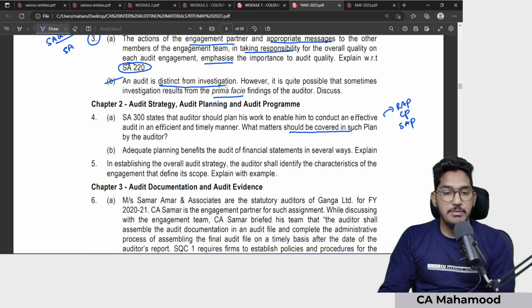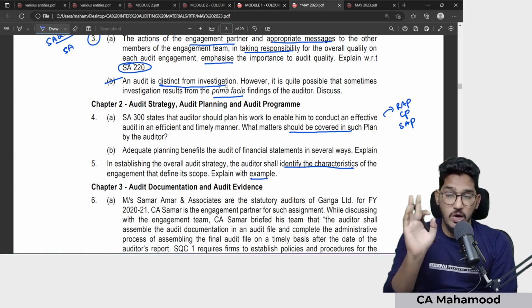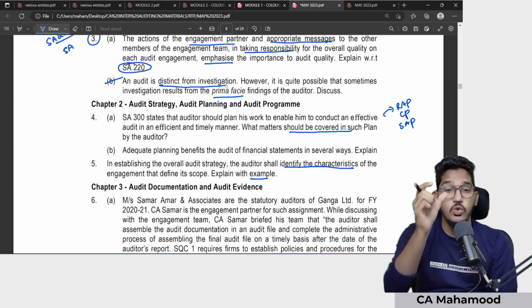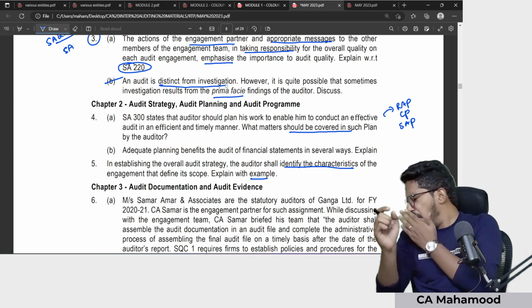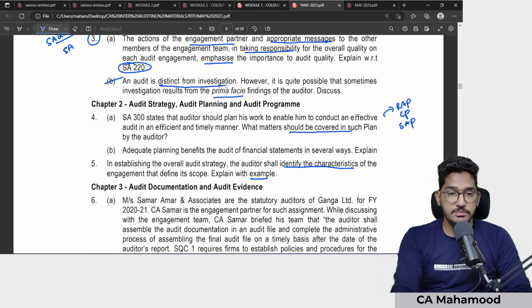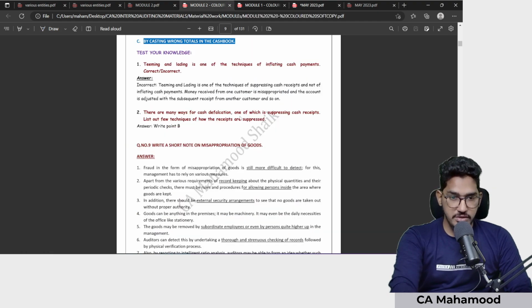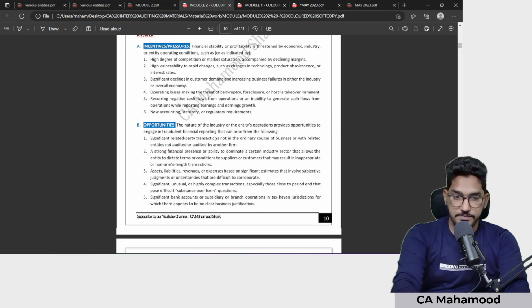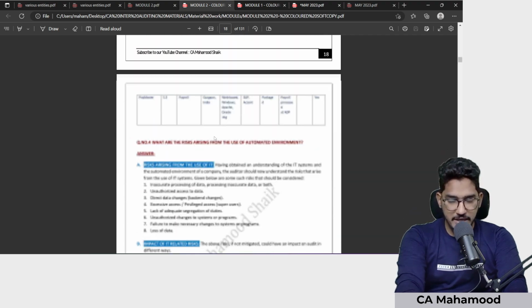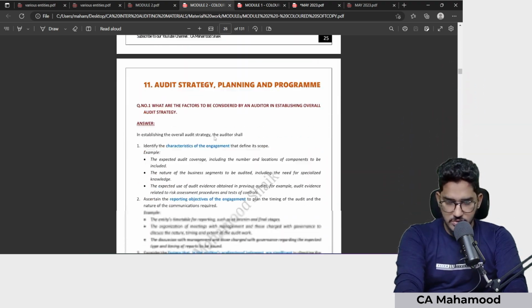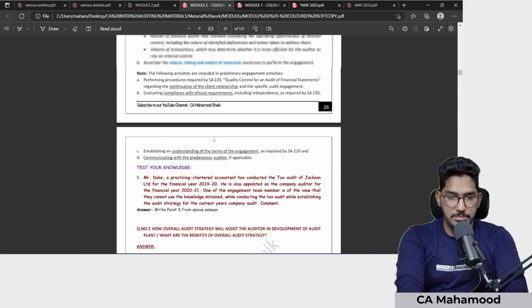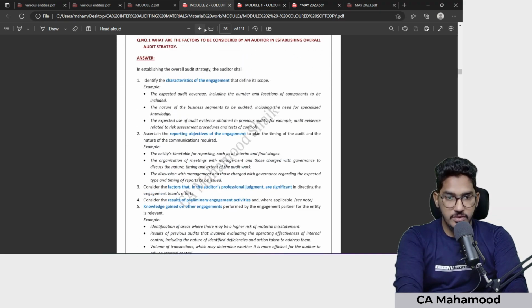Next one. In establishing the overall audit strategy, the auditor shall identify characteristics of the engagement that define its scope. What characteristics you will try to understand? See, they're not asking what all factors you will consider in establishment of audit strategy. They're only asking you about only one factor. So if I take you to that question, in our material, if you have a look at it in the audit strategy planning and program, we'll be able to find this. So let me take you through that. Yeah, in this chapter. So the first question itself.